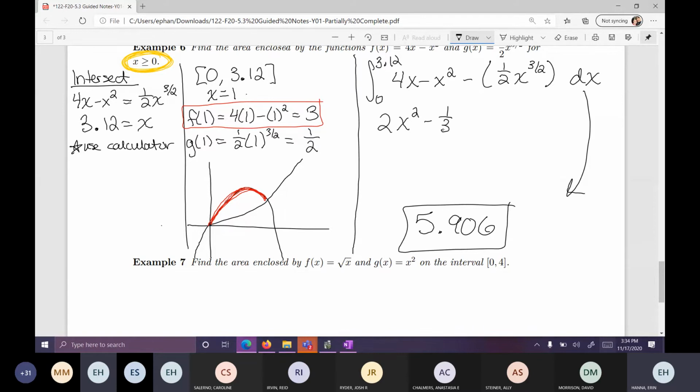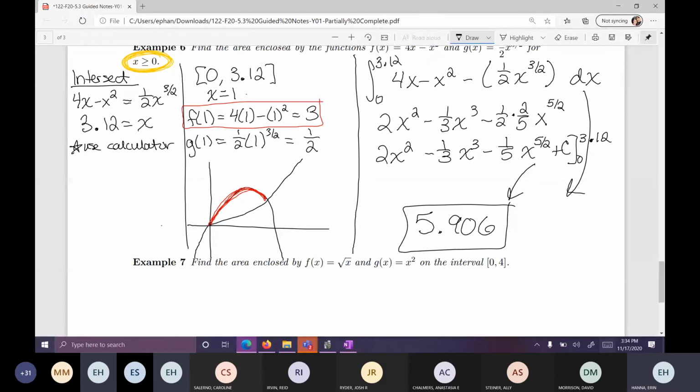Sorry. If you're doing this by hand, your antiderivative would be the following. Oh Lord, it's going to be x to the 5/2, 1/2 times 2/5, from 0 to 3.12. And again, if you plug in your top bound minus your bottom bound, you would still get 5.906.